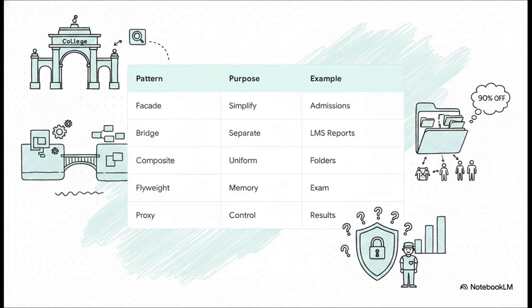The facade? It simplifies complex interfaces, just like our admissions portal. The bridge separates abstractions from implementations, saving us from that subclass explosion in our LMS reports. The composite lets us treat individuals and groups uniformly, which is perfect for campus folders. The flyweight saves massive amounts of memory by sharing data, absolutely crucial for handling 50,000 exam questions. And finally, the proxy controls access, acting as the ultimate security guard for our results system.